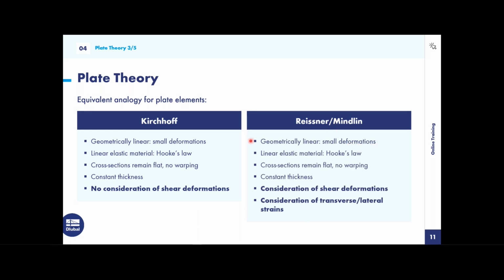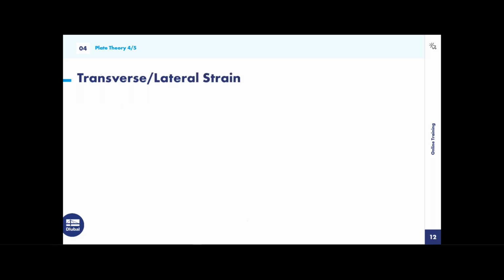For Reissner-Mindlin, the first two are the same as the Kirchhoff theory. We're also assuming there's no warping and it's flat, and that there's a constant thickness of the plate. But for Reissner-Mindlin, we're taking into consideration shear deformations, and we're also taking into consideration transverse/lateral strains. To get a better idea of what transverse/lateral strains look like, we can go on to the next slide, and I have a graphic that helps explain that.